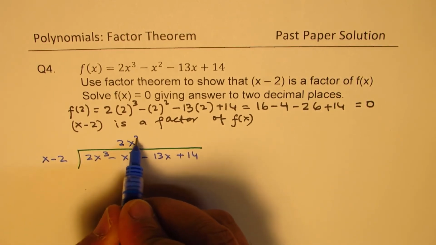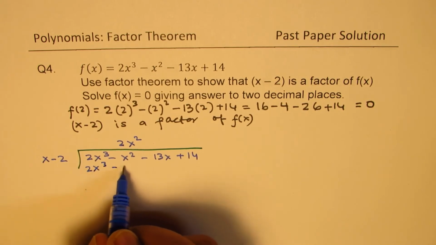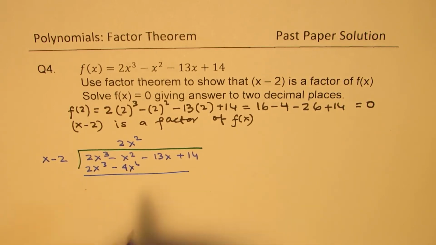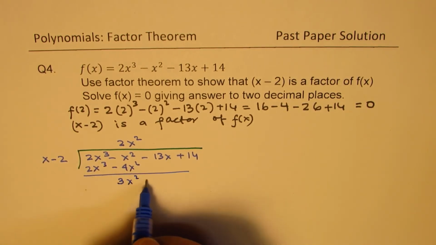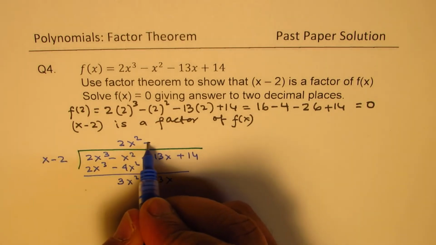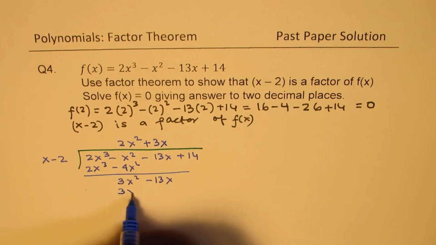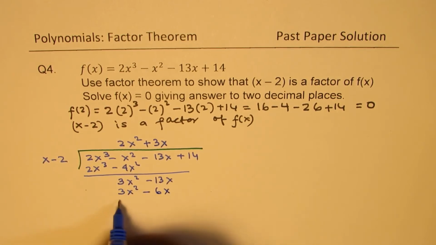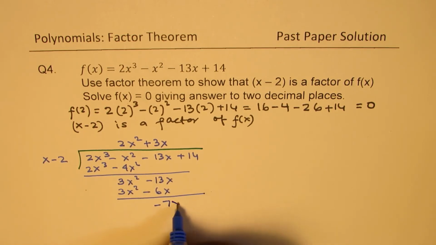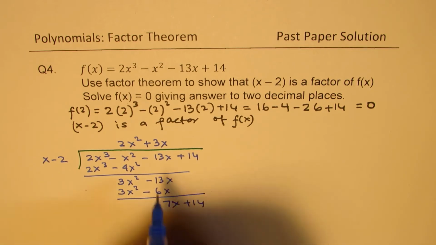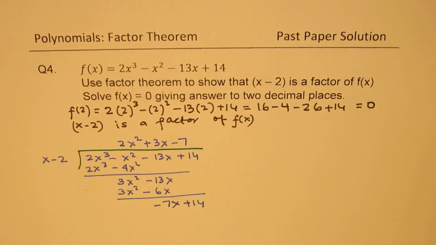So we get 2x squared, so that gives you 2x cubed minus 4x squared, correct? Now when you take away, this becomes positive, so you get 3x squared here, minus 13x, so plus 3x. So that gives you 3x squared minus 6x. Okay, so that gives you minus 7x, and plus 14, and that is minus 7, correct? So minus 7 will give us 0 remainder. Okay, so we get 7x plus 14, and as expected, 0 remainder.